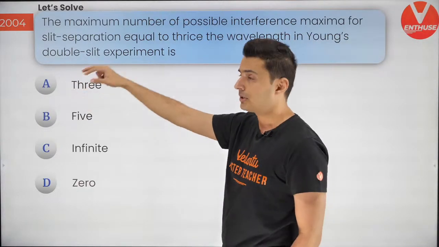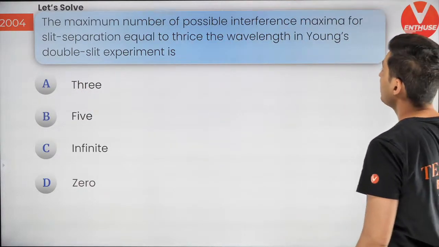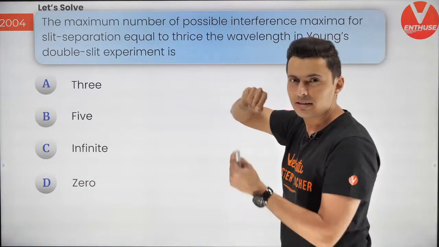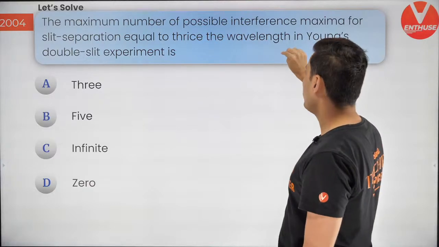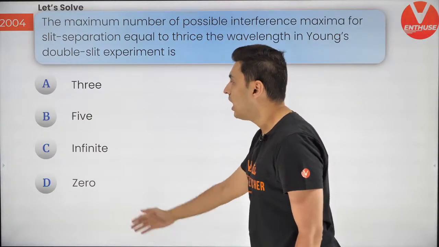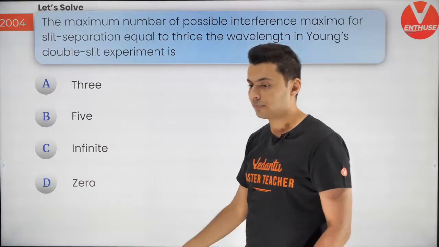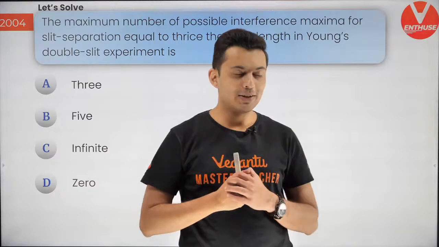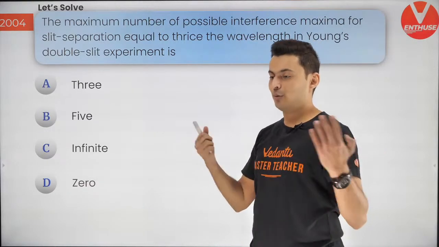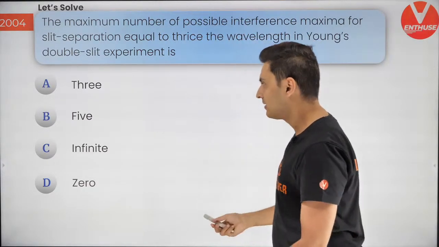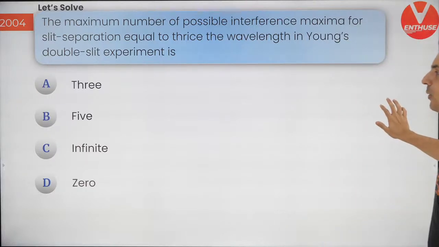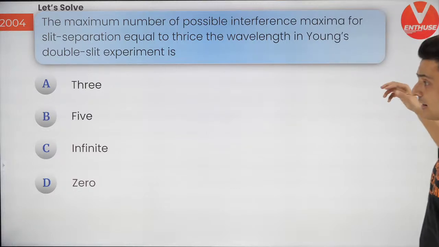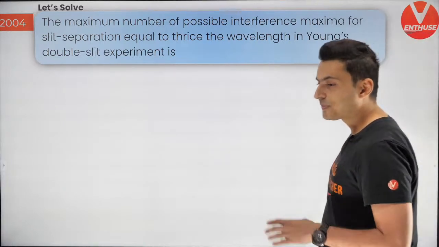Beautiful question, 2004 question. The maximum number of possible maximas for a double slit experiment where the slit separation, that is small d, is 3 times the wavelength, then how many number of maximas will you see on the screen? Very useful, very important theory. Yes, Omkar, you can do that if you want to remember that formula, else it's very straightforward. Okay, so let's see how to do this. 3, 5, infinite or 0. How many number of maximas will be seen on the screen?